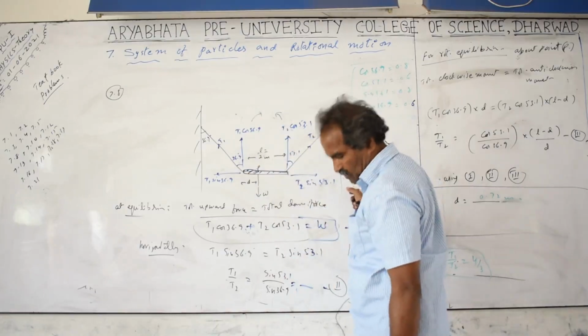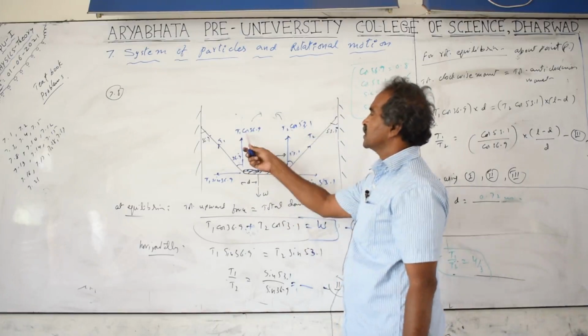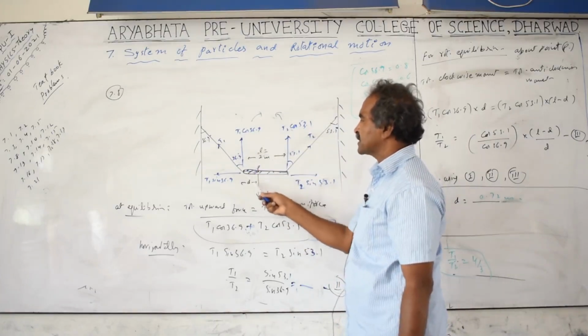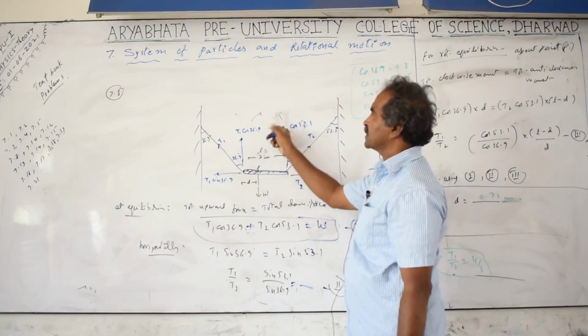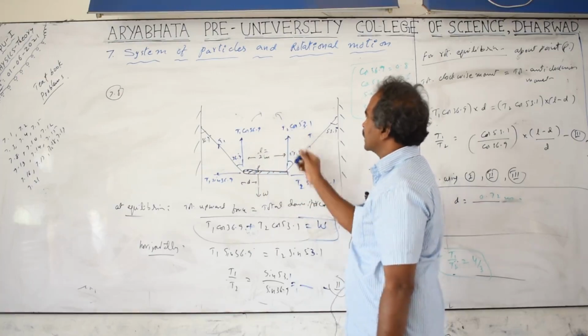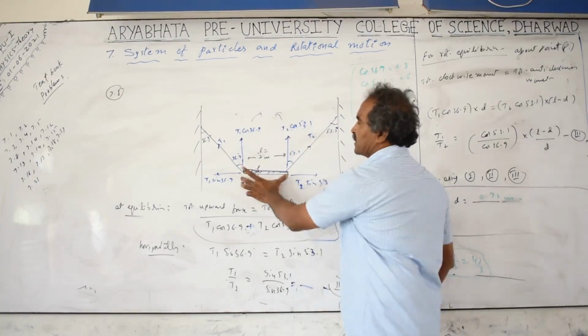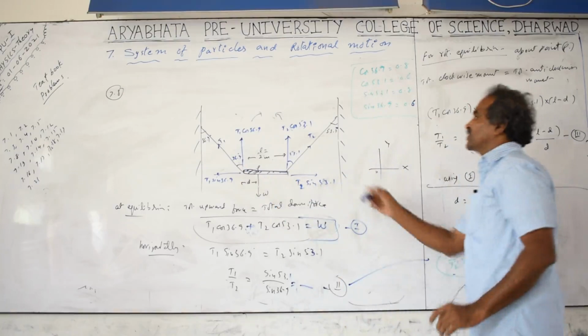Moment of force is torque, force into distance. So the T1 cos component into the perpendicular distance d, d into T1 cos theta, is the clockwise moment of force. The anti-clockwise moment of force is the T2 cos component into this distance. Total length is L, so L minus d. L is given as 2 meters.